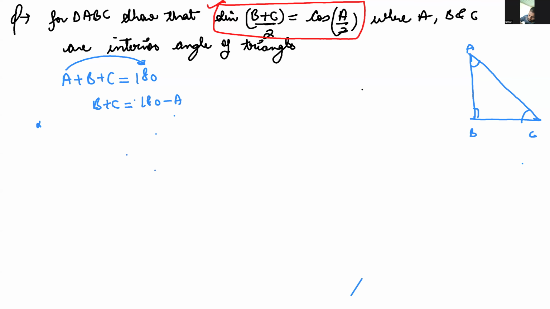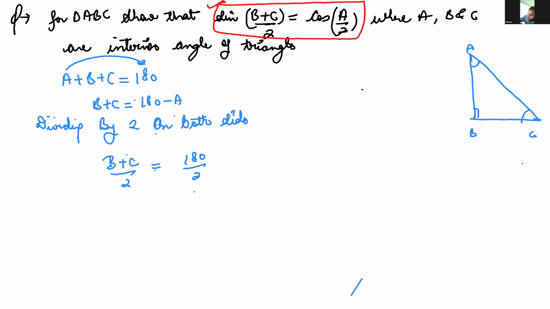So what I will do? Dividing by 2 on both sides. On both the sides, we have divided by 2, so it becomes B plus C upon 2 is equals to 180 by 2 minus A by 2. Yes or no? Okay. Now, this 2 and this 2 will cut, it will become 90. So, B plus C upon 2 is equals to 90 minus A by 2.